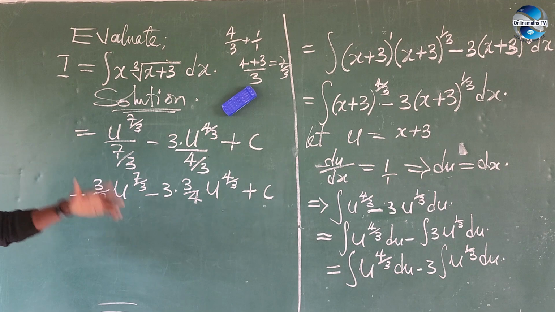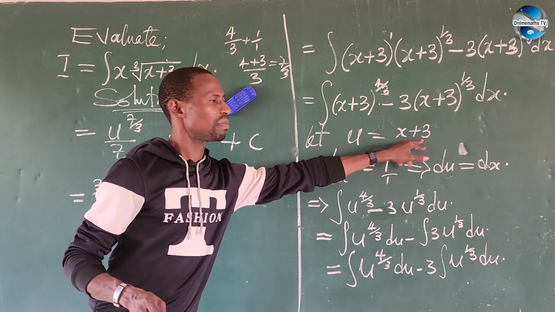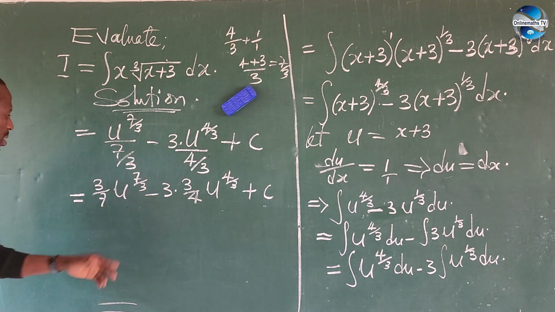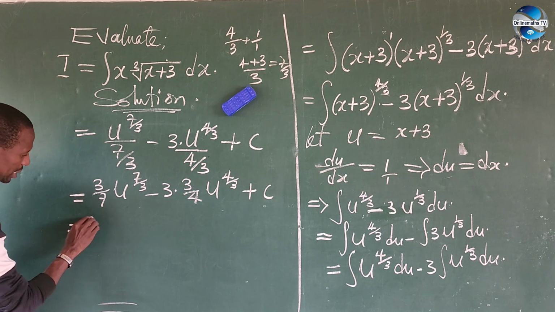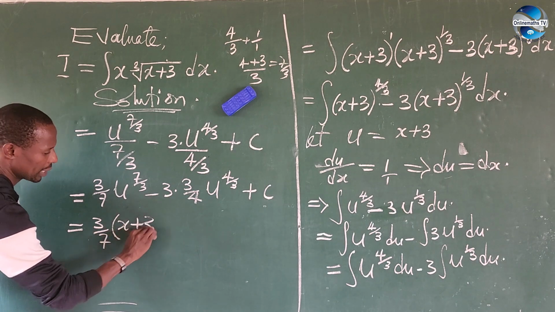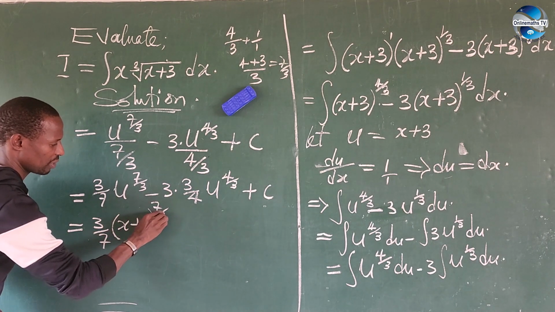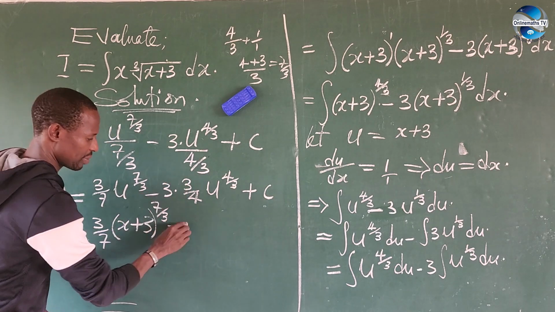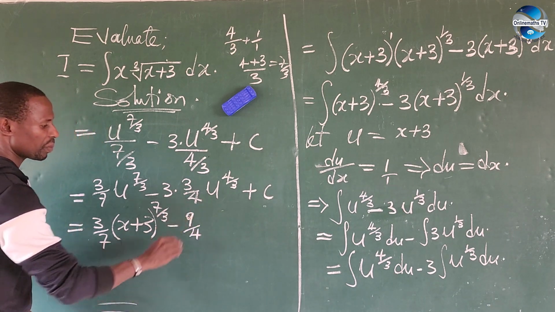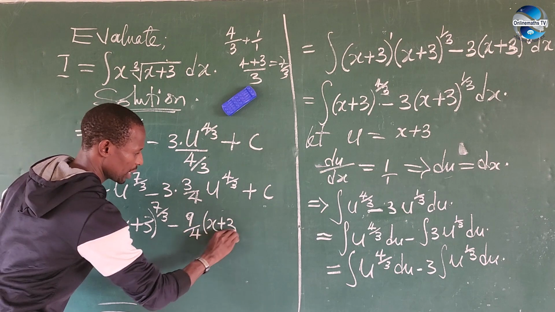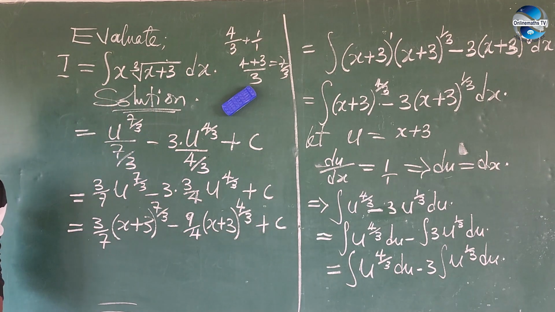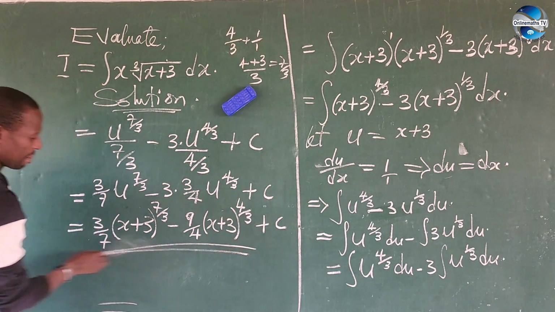Easy. But recall, we said let u be equal to x plus 3. So what we do, let's bring our u into the system here now. So this now implies that 3 all over 7 into x plus 3 all raised to 7 all over 3 minus 3 times 3 will give us 9, so we have 9 all over 4 into x plus 3 all raised to 4 all over 3 plus c. Easy. So this is the answer.